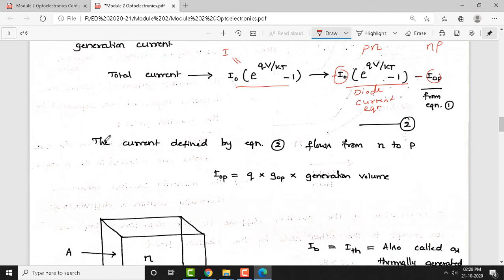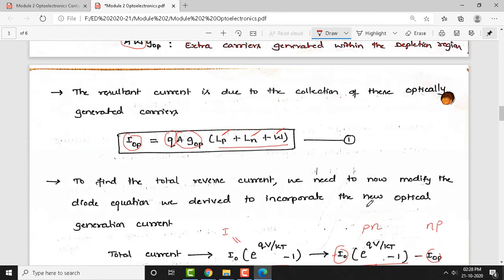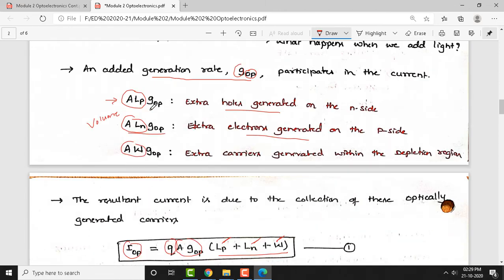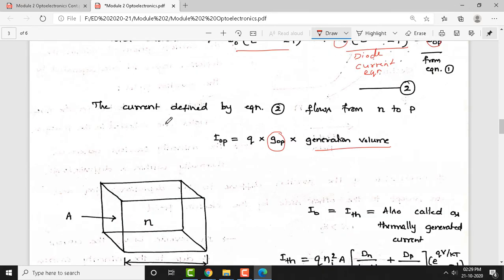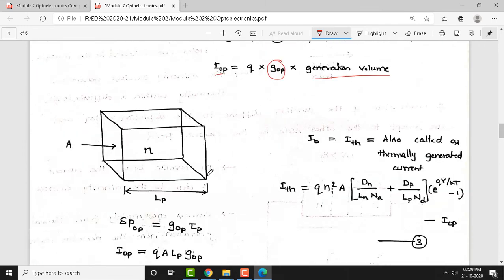The current defined by equation 2 flows from N to P; this I_OP is flowing from N to P. So, I_OP can be calculated by just multiplying the optical generation rate with the generation volume. The generation volume, we already told, is the product of the area of cross section and the diffusion length, or the area of cross section and the depletion width W, and that multiplied with Q gives you the total optical current here.